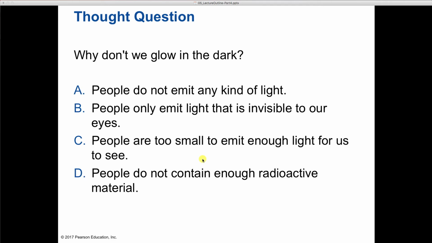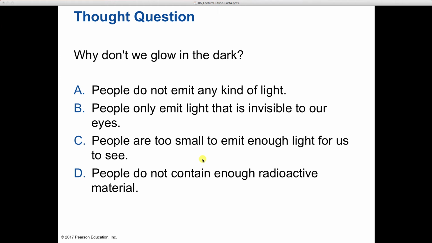So here's another question. Why don't we glow in the dark? You and me, why don't we glow in the dark? So people do not emit any light, any kind of light at all? That's not true. They do actually emit light, and you can detect it with a sensitive enough camera, sensitive to infrared light. People are too small to emit enough light for us to see.